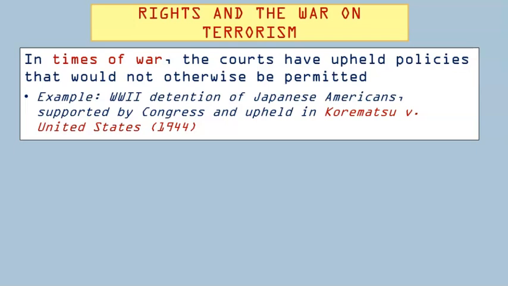Okay, so we want to look at your rights when you have a war on terrorism. In times of war, the courts have upheld practices that would not be permitted otherwise. So in World War II, they permitted the detention of Japanese Americans. They feared that they might potentially have some unsavory agenda in being in the United States. And so they were detained and put into internment camps. That decision was Korematsu versus the United States.